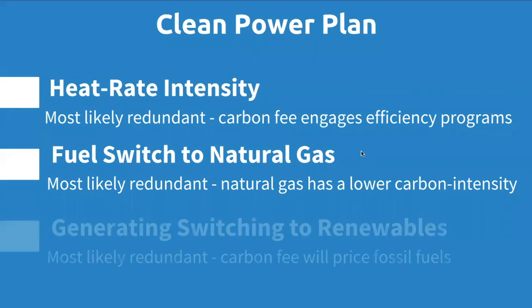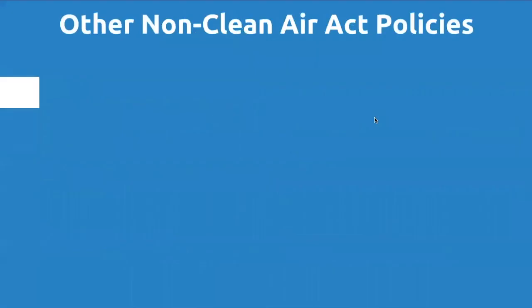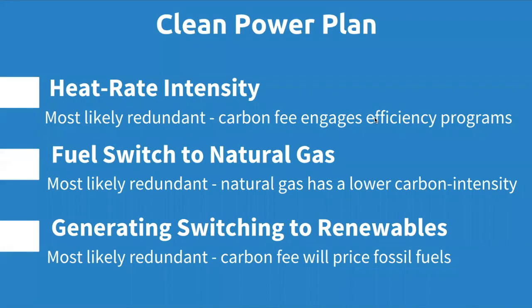All right, third block of the Clean Power Plan, generating switching to renewables. Again, most likely redundant. All right, so carbon fee will price fossil fuels, both coal and natural gas, and those renewables will become more competitive and will displace the generation from natural gas and coal. So it looks like to me that a carbon fee is redundant to the three elements of the Clean Power Plan.